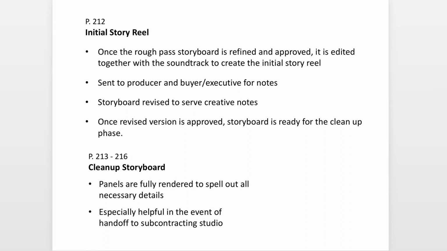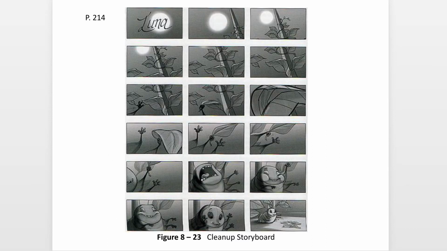Page 213 through 216, cleanup storyboard. This is when the panels are fully rendered to spell out all necessary details. It's especially helpful in the event of a handoff to a subcontracting studio, or vendors as they're called. Here's an example of the cleanup storyboard. You can see it's much cleaner, much more detailed. Now we're seeing backgrounds and foregrounds and characters.